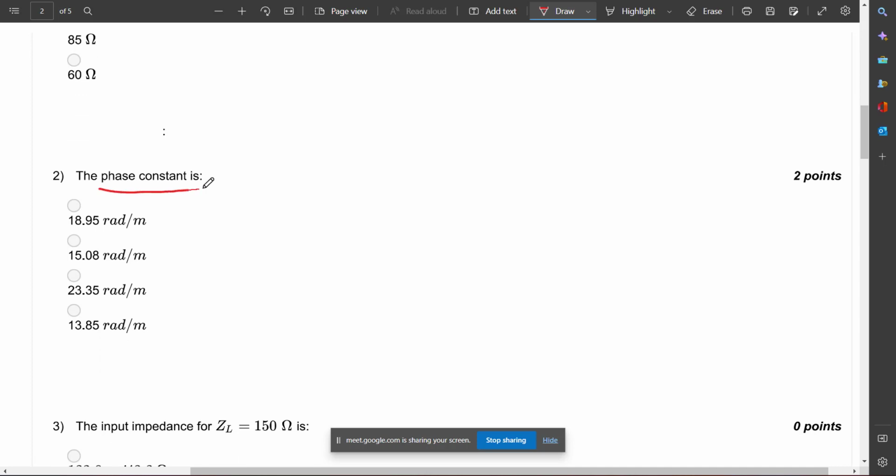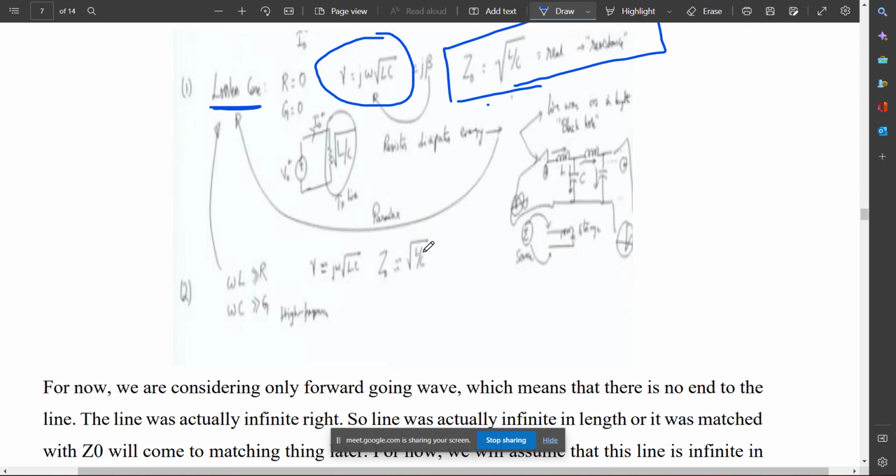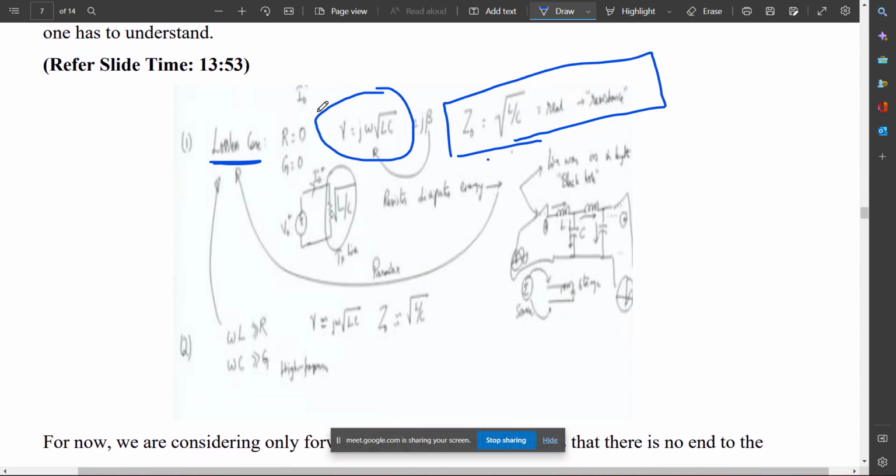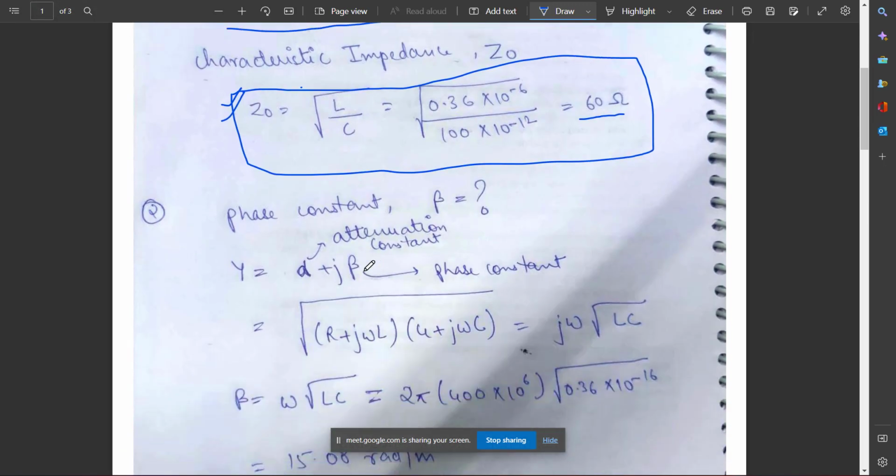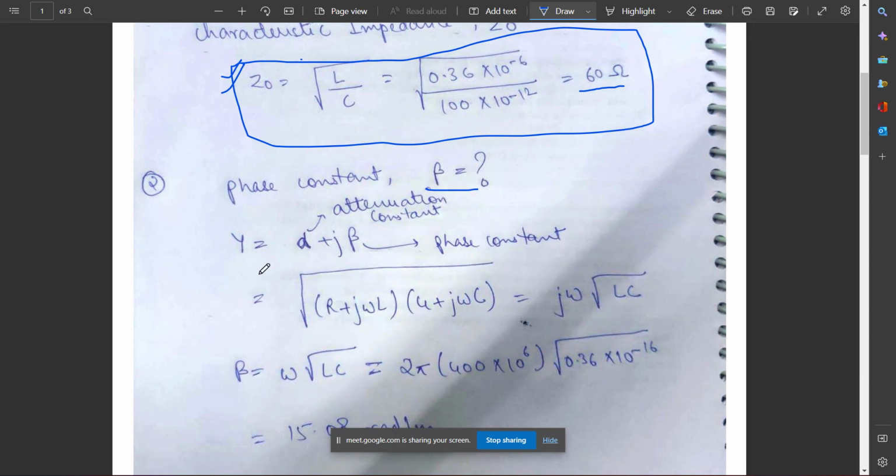Question number 2 is: the phase constant is. In the same lecture taught by NPTEL, if you have done the NPTEL session, you would know that for the lossless case, our gamma is j omega root LC. The phase constant beta is asked. We know that the propagation constant gamma can be given as alpha plus j beta, where beta is the phase constant and alpha is the attenuation constant. So we put root of (R plus j omega L)(G plus j omega C) equal to the propagation constant. Since the transmission line is lossless, R will be 0, so it will become j omega root LC.